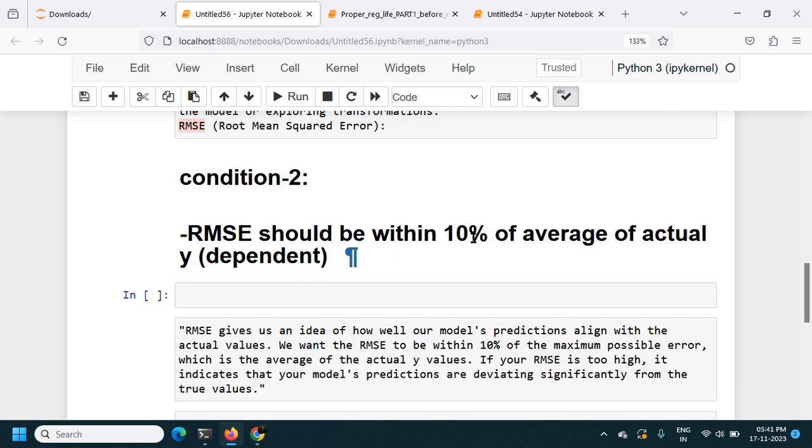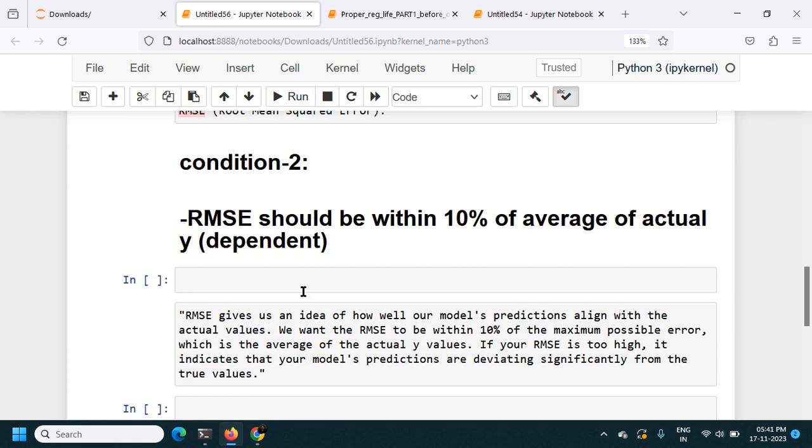How do we get that 10%? How can we check whether it is within 10% or not? We have to take the average of the actual y, then take the root mean square error and divide it by the average of the actual y. Then if we find that it is within 10%, it's good. If it's more than 10%, like 20 or 35, then that condition is not met, and we will consider that condition 2 is not met in this model.